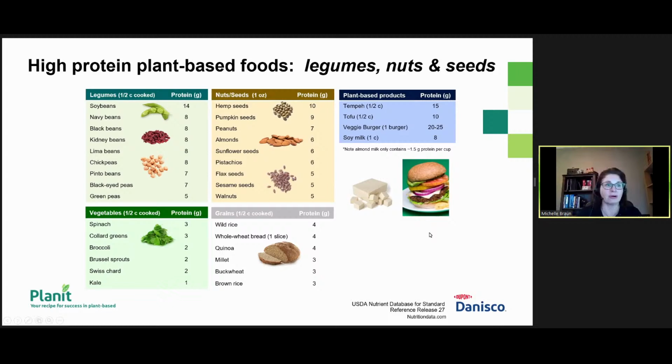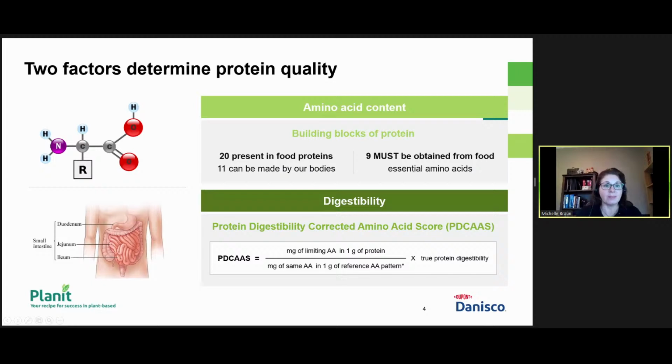Now, when we move past protein quantity into protein quality, there are differences in the ability of protein sources to meet those needs, which are based on the amino acids present in the protein and how well the protein is digested and utilized by the body. Proteins are made up of different combinations of amino acids. There are 9 amino acids that must be obtained in the diet.